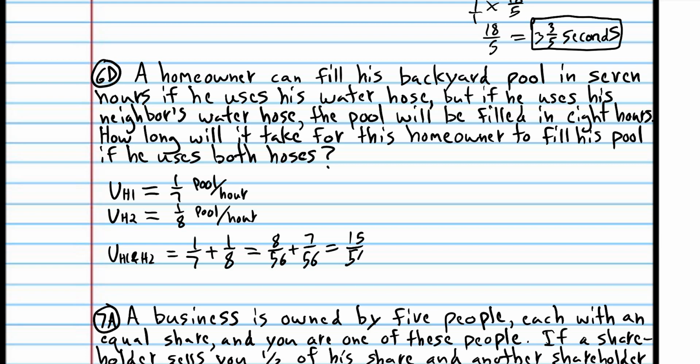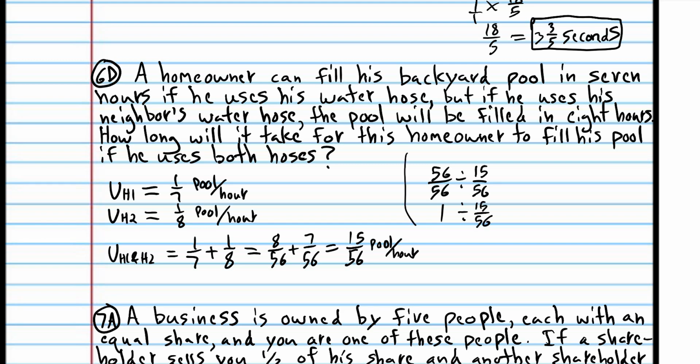And I don't think that we can reduce that. So 15/56 of the pool is filled every hour. And we need to figure out how many times that goes into 56/56, because we're trying to fill the entire pool. And of course, 56 over 56 is just 1.